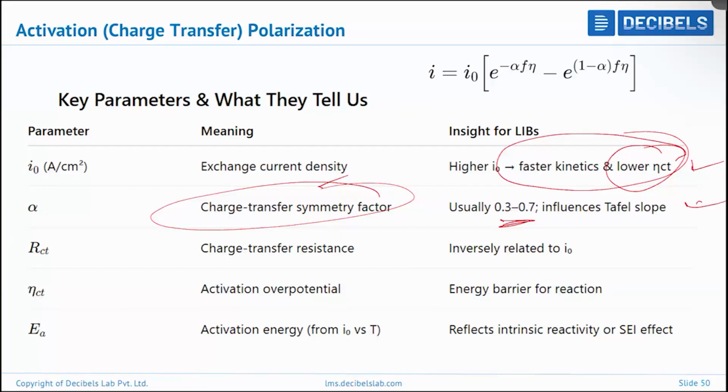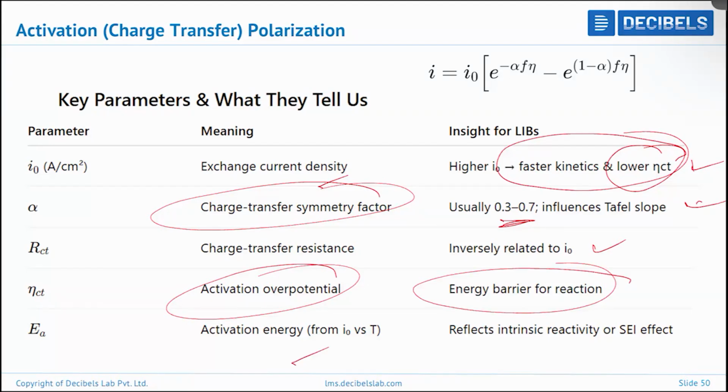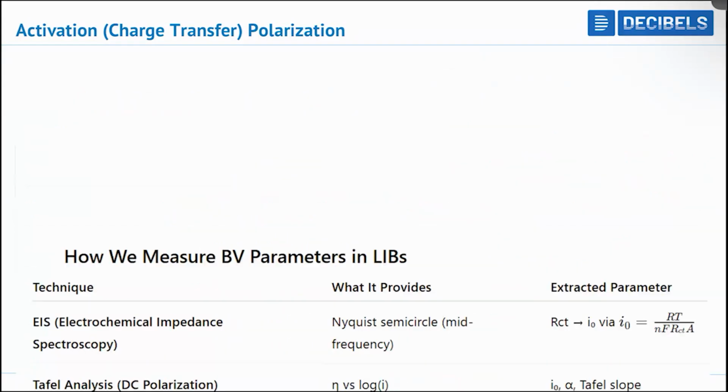The charge transfer resistance is inversely related to I naught, and the activation overpotential is the overall energy barrier for the reaction. So Ea is the activation energy, and that depends on this activation overpotential. It reflects the intrinsic reactivity or the solid electrolyte interface effect.